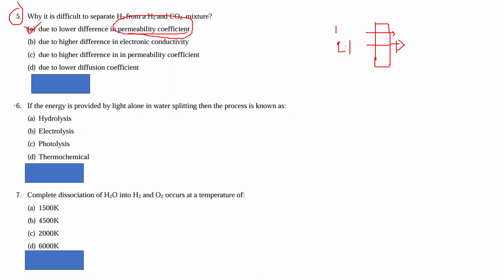Question number 6. If the energy is provided by light alone in water splitting, then the process is known as photolysis. Light means photolysis. This is simple. Complete dissociation of water into hydrogen and oxygen occurs at a temperature of 4500 Kelvin, a very high temperature.